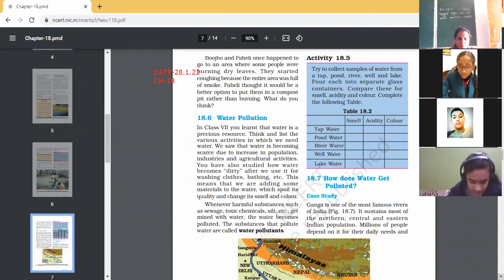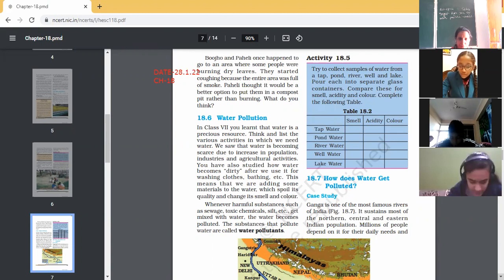We saw that water is becoming scarce due to increase in population, industries, and agriculture activities. You have also studied how water becomes dirty after we use it for washing clothes, bathing, etc. This means that we are adding some materials to the water which spoil its quality and change its smell and color.